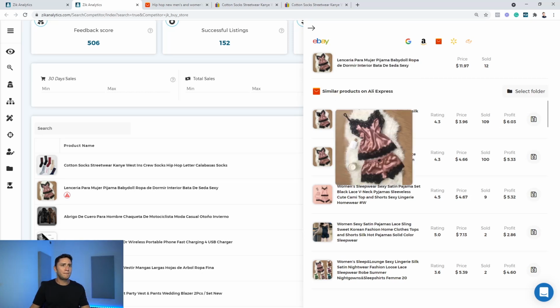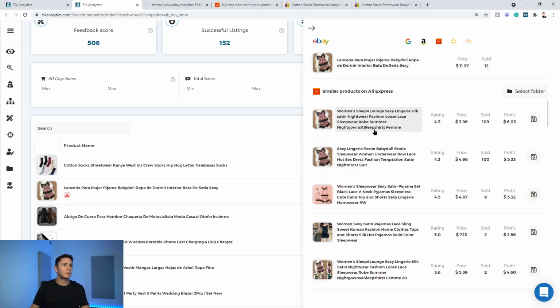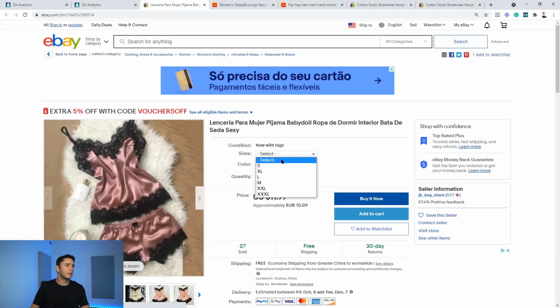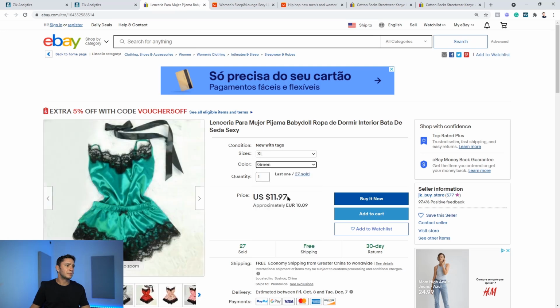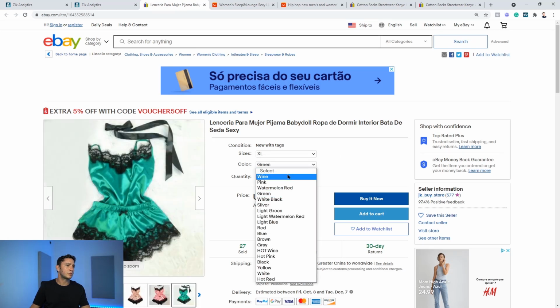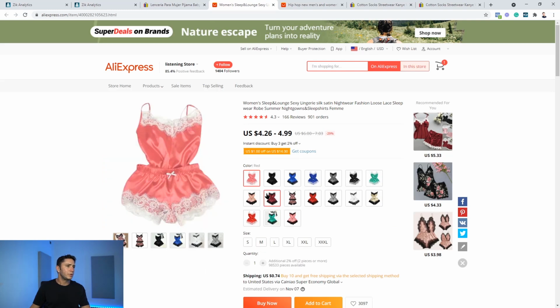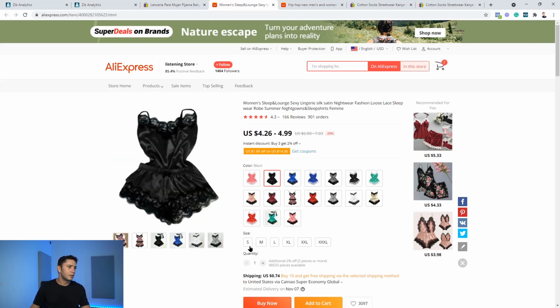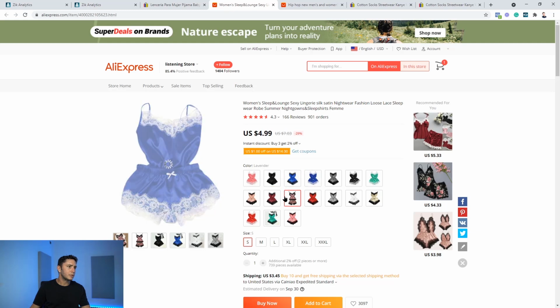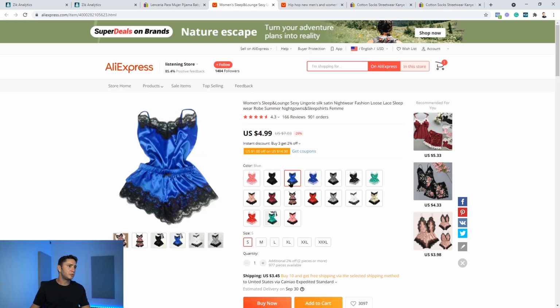So we easily found a product here. This is the product. Let's open it on eBay. Let's open it on AliExpress. So here is the product on eBay. We have different variations. Seems like the price is the same. They just sell different colors. Okay. And now we have the product here. Let's just see. Yeah, so there are a few cheaper, but let's say it's $4.99, right?